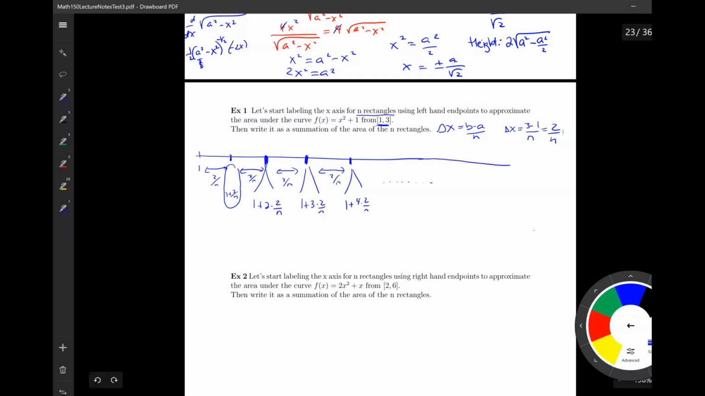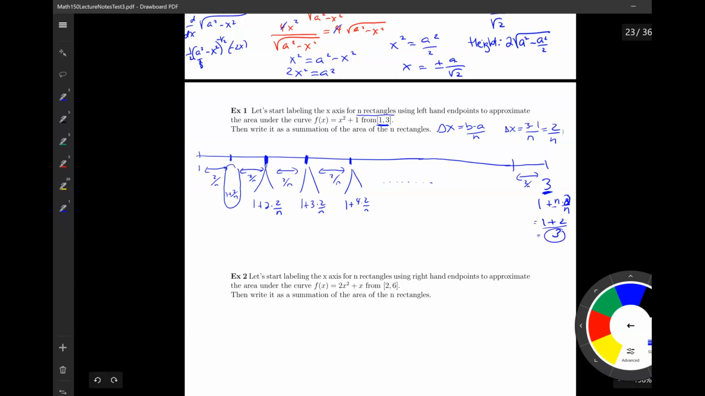Okay, so I can't possibly draw all n rectangles because I'm doing it in general. I'm going to go all the way up to the x value of 3. That's where I stop building the rectangles. All right, so the last rectangle will still have the same width of 2 over n. So let's think about this a second. This edge point here will be 1 plus n 2 over n's, because the n's will cancel, so I'll get 1 plus 2, which is 3. So this 3 comes from 1 plus n 2 over n's, which gives me 1 plus 2, or is equal to 3.